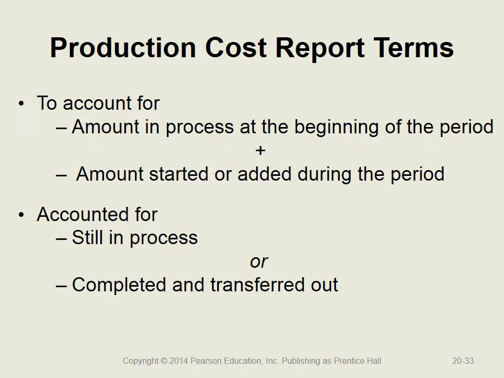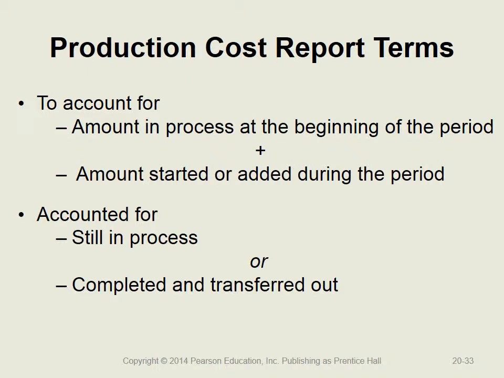There are 2 unique terms used on a production cost report. To account for includes the amount in process at the beginning of the period plus the amount started or added during the period. Accounted for shows what happened to the amounts to account for. They are either still in process or they are completed and transferred out. These terms are used for both units and costs. To account for and accounted for must always be equal.